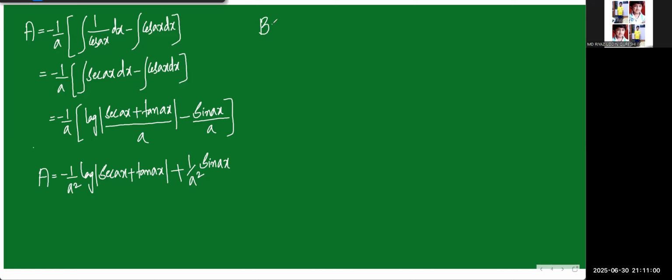The b value formula, what does the formula say? u R by Wronskian of u comma v dx.